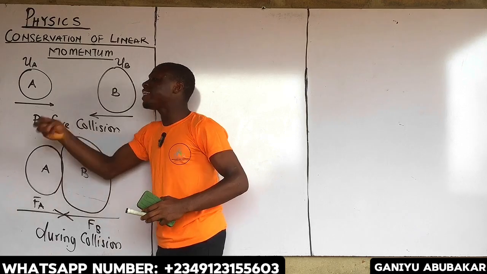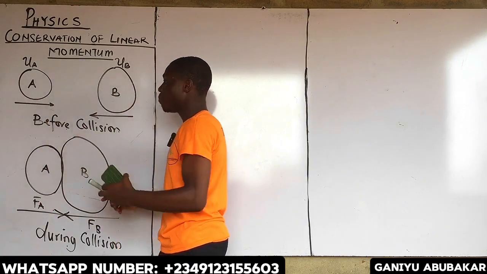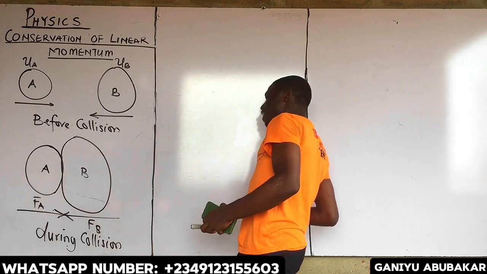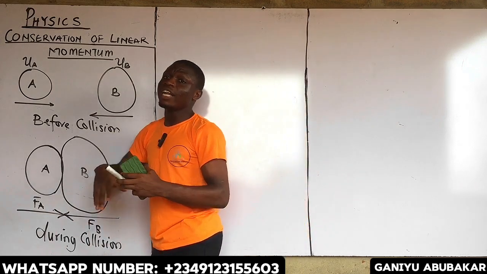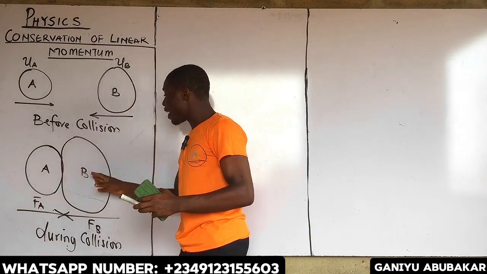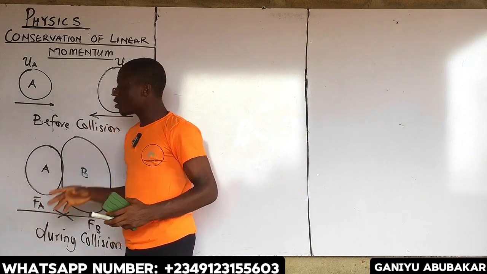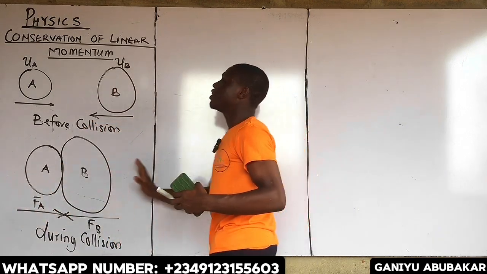So if A has bigger momentum and these two hit each other, it means that they're going in this direction. But in another case, if B has a bigger momentum, it means that if A and B hit each other, it moves in this direction. So let's agree that they are moving in this direction.